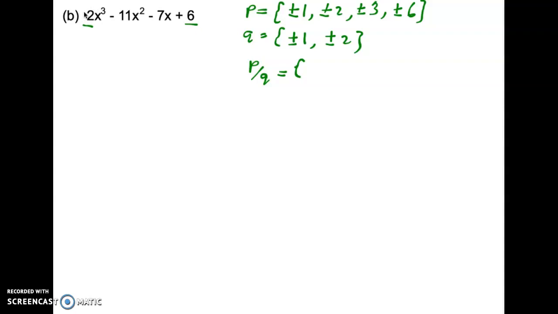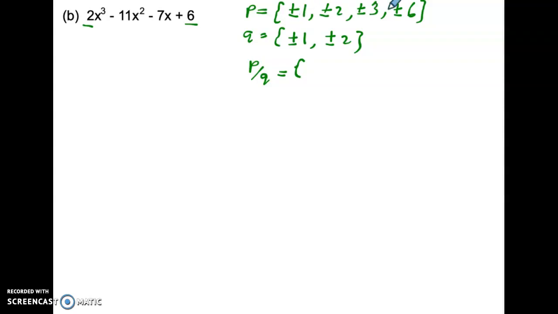Now, because there's also a 2 out front, we're going to call those factors q. We would need all the factors of that 2 as well. So that's plus or minus 1, plus or minus 2. And if we wanted a list of all possible factors that we could possibly have to plug into this expression, what we actually have to do is write all the p's over the q's.